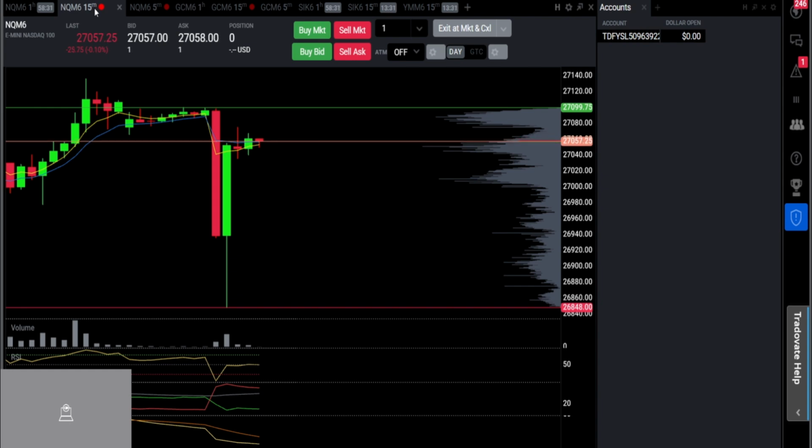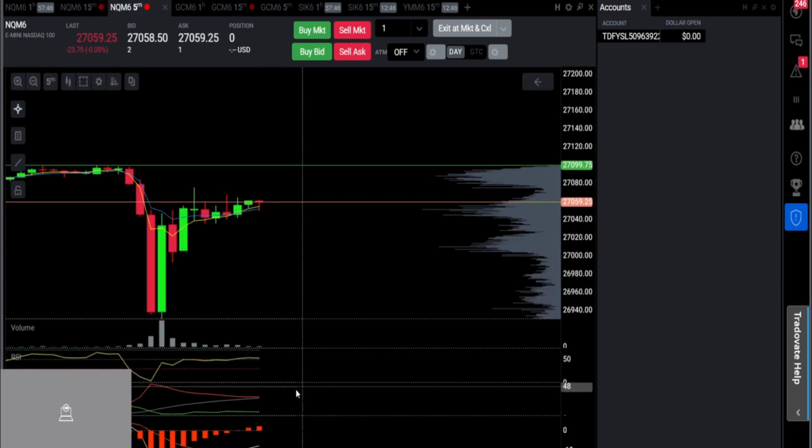I also use the 5 and 9 EMA. So that will also be my support and resistance sometimes while in trades.